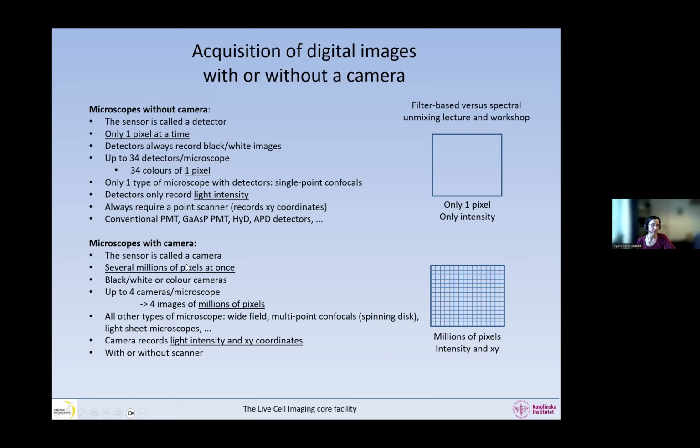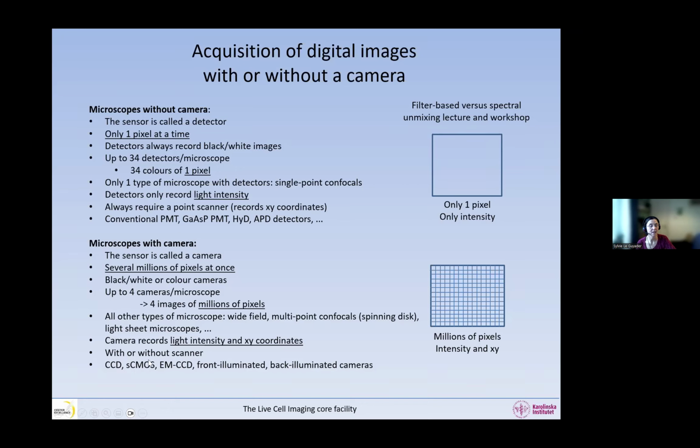And these microscopes with camera, they can either have a scanner or not. On the single point confocal, we always have a scanner, which is the one that records the XY coordinate. But on the microscope with a camera, sometimes we have a scanner, sometimes not. And this is the type of names that you may recognize when you look up your camera online.